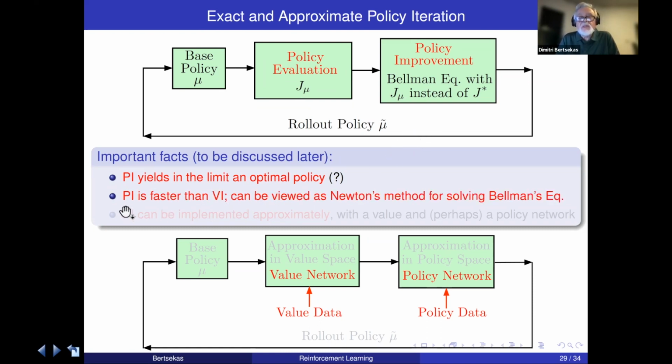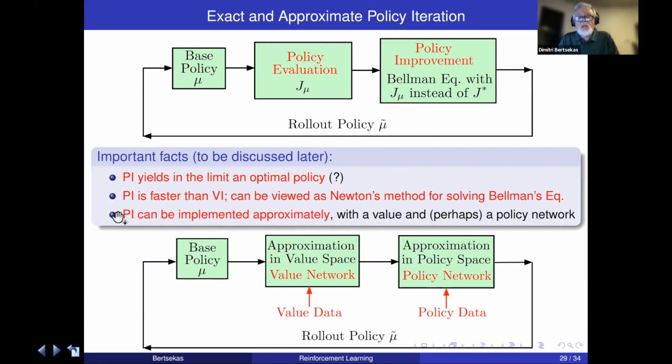Another important property is that policy iteration is much faster than value iteration. This can be traced to the fact that it can be viewed as Newton's method for solving the Bellman equation, whereas value iteration is like a first order type of method and far more slow than policy iteration. On the other hand, policy iteration involves a lot more overhead in carrying out this computation.